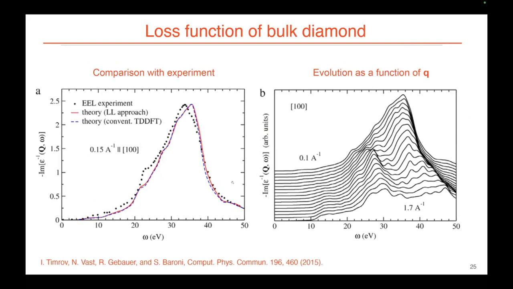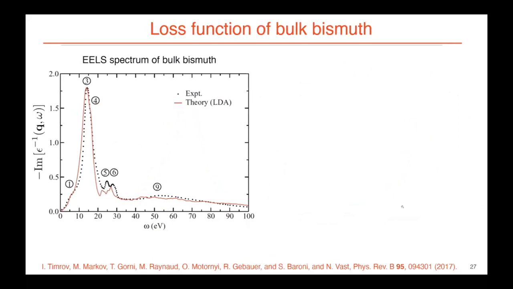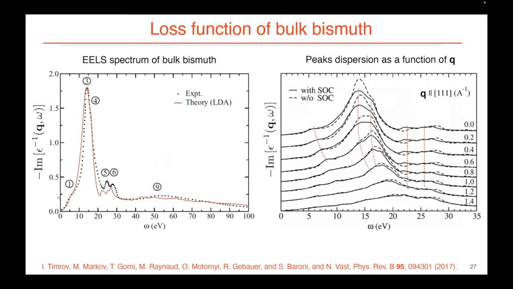And on the right, you see how the spectrum changes as a function of Q, the momentum transfer, from 0.1 to 1.7 angstrom to the minus 1. You see that it really changes a lot as a function of Q. Also, some other examples for silicon and aluminum, again, show very nice agreement between theory and experiment. And also more advanced systems like bismuth, including spin-orbit coupling. We see again that the overall shape is very nicely predicted by theory. And you can see on the right how the spectrum changes as a function of the momentum transfer Q.